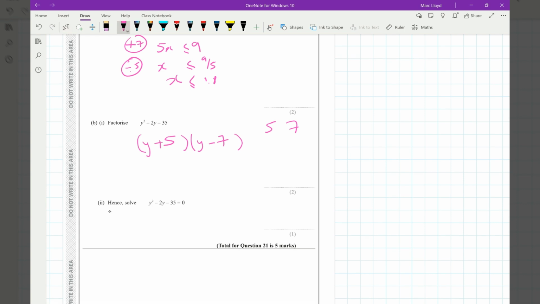Hence solve, hence means use your previous answer. We need to come up with a value of y that's going to make one of the brackets 0, because when they're then multiplied, irrespective of the second value, it's going to make a 0. So we've got y equals 7 and y equals negative 5.